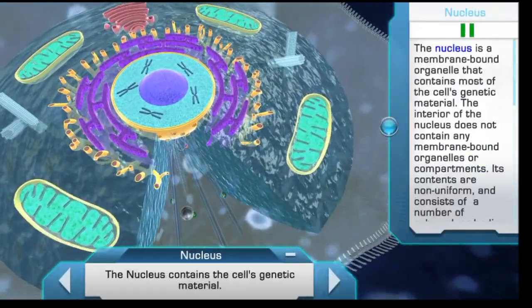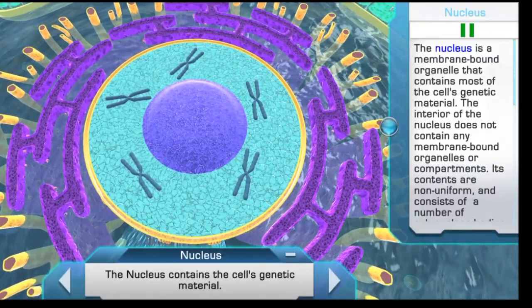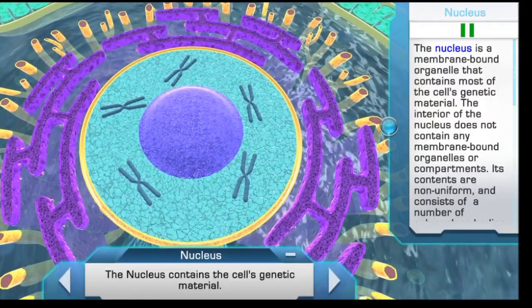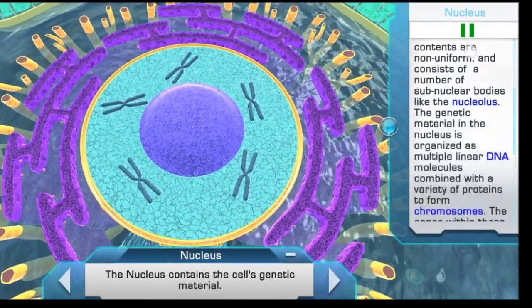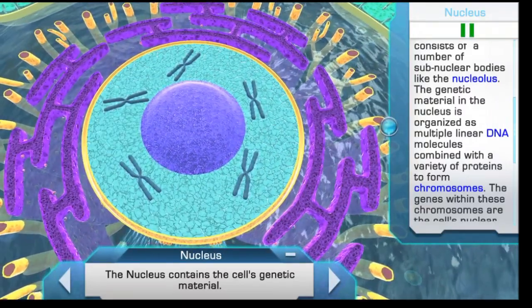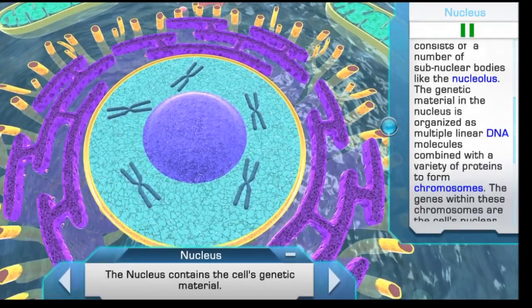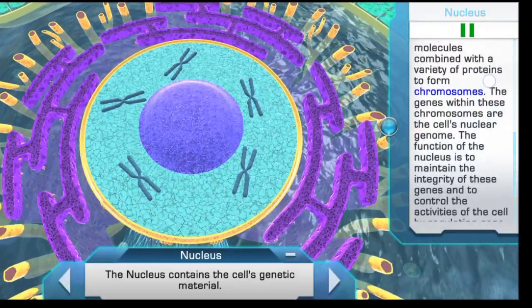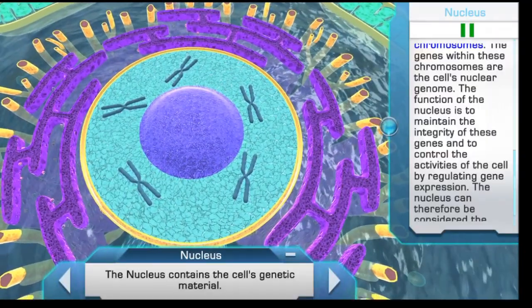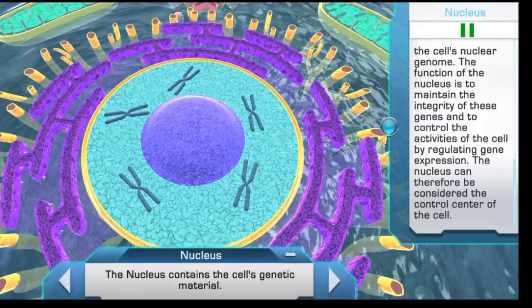The nucleus is a membrane-bound organelle that contains most of the cell's genetic material. The interior of the nucleus does not contain any membrane-bound organelles or compartments. Its contents are non-uniform and consist of a number of subnuclear bodies like the nucleolus. The genetic material in the nucleus is organized as multiple linear DNA molecules, combined with a variety of proteins to form chromosomes. The genes within these chromosomes are the cell's nuclear genome. The function of the nucleus is to maintain the integrity of these genes and to control the activities of the cell by regulating gene expression. The nucleus can therefore be considered the control center of the cell.